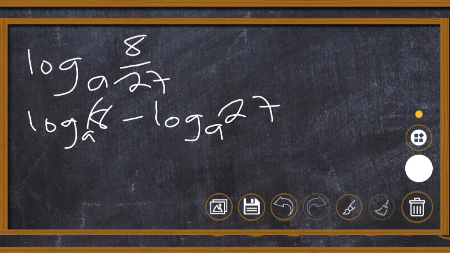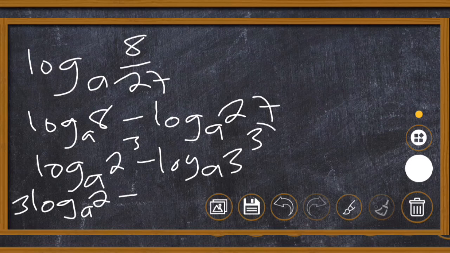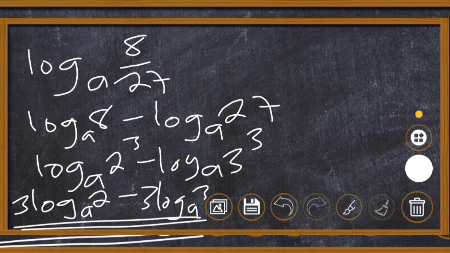This 8 here, we know it can be written as 2 power 3, and then minus log a, this 27 here can be written as 3 power 3. So these powers can come in front. This one here will come to the front. So we're going to have 3 log a of 2, minus this 3 as well will come to the front, 3 log a of 3. So this is how basically we simplify the given functions.